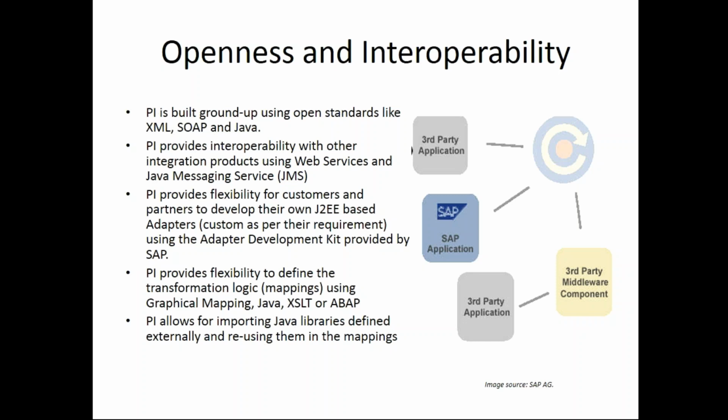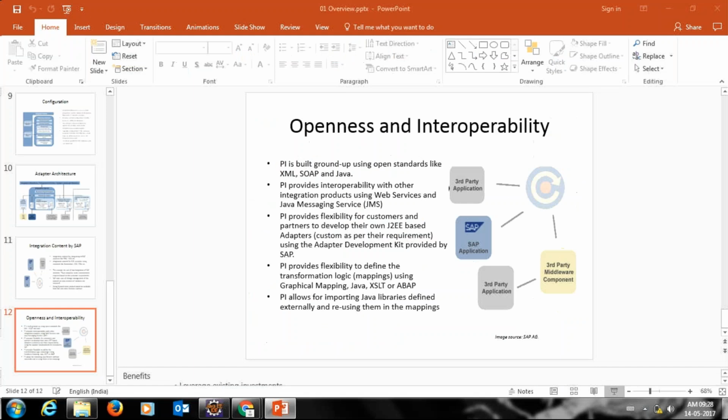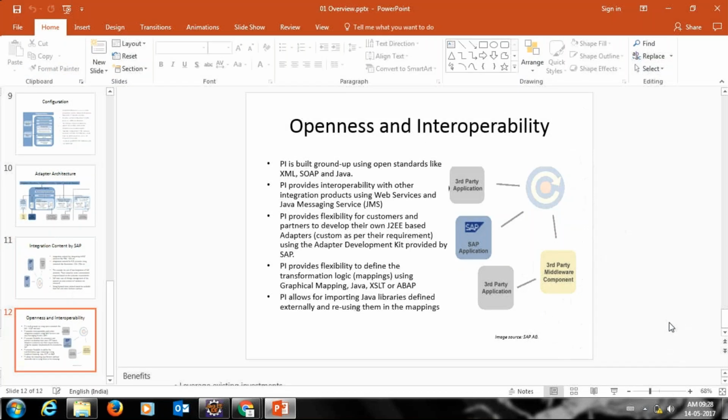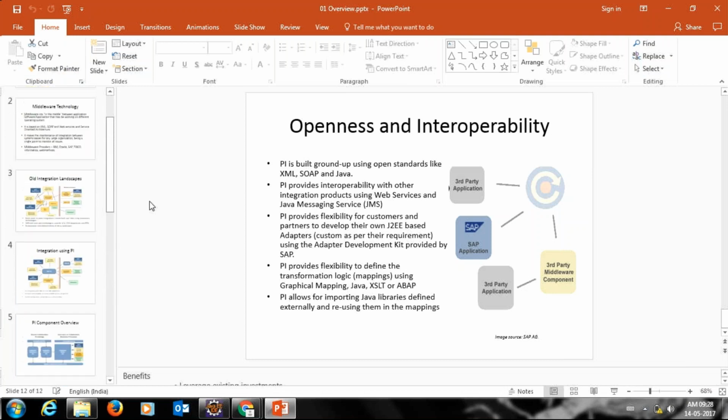PI provides flexibility to design the transformation logic using graphical mapping, Java mapping, XSLT mapping. No more ABAP mapping. Okay. PI allows for importing Java libraries, defining external use, reusing them in mapping. So again, that is different altogether. It is called UDFs. I guess it is not required to understand as of now what exactly UDFs are and those things. So this was it about our PI.